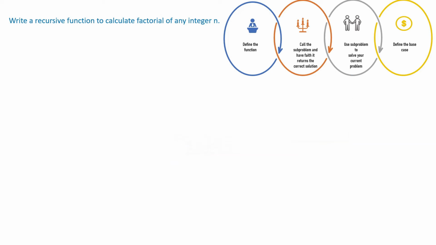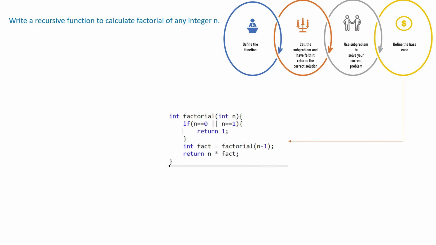In the fourth step, we need to define the base case. We know that the factorial of 0 and 1 both are 1. So, we are comparing if n is equal to 0 or 1, and returning the result. I hope you should be able to solve recursive problems now.